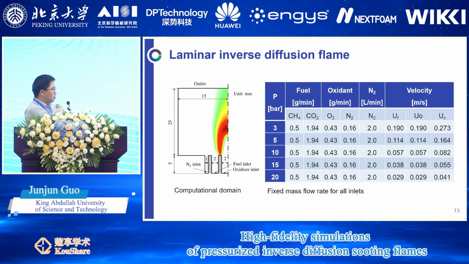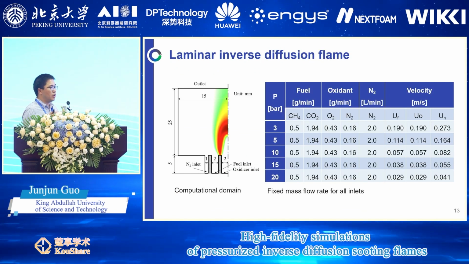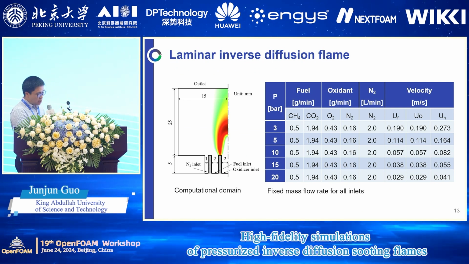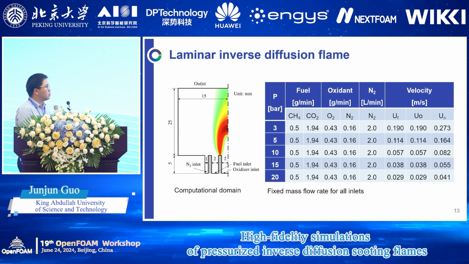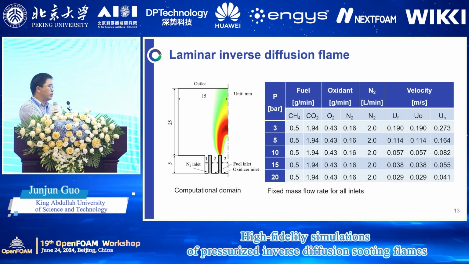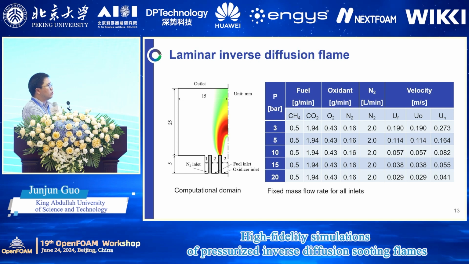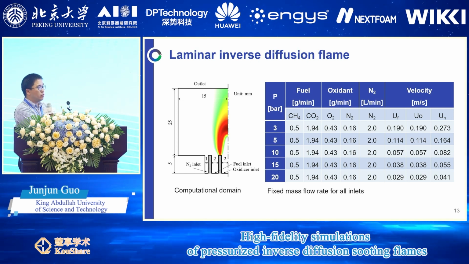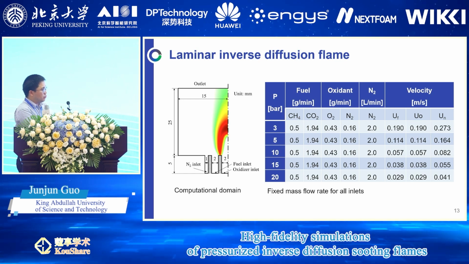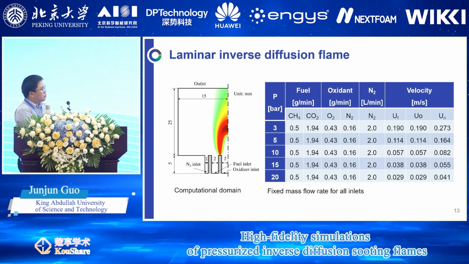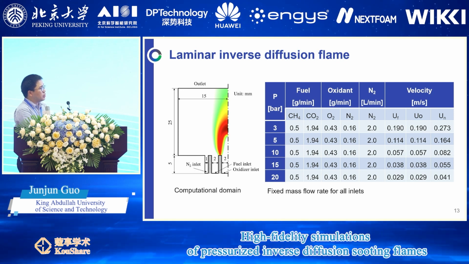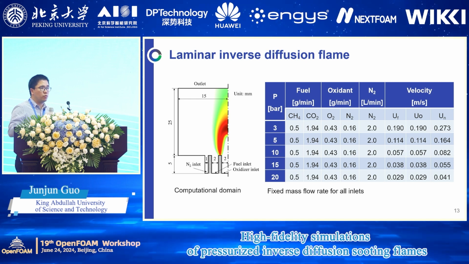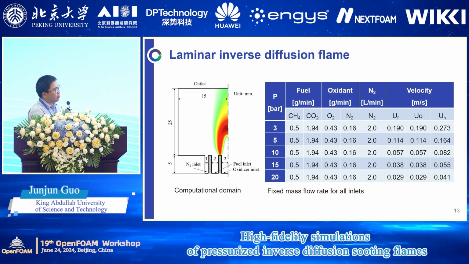So here is the computational domain, considering this axisymmetric configuration. We only run a 2D simulation, and we have 5 cases with pressure from 3 to 20 bar. We didn't simulate the 1 bar case because in the 1 bar case we didn't detect the soot. The boundary condition is exactly the same as the experiment. We fix the mass flow rates for all cases. This means when the pressure increases, the velocity decreases.